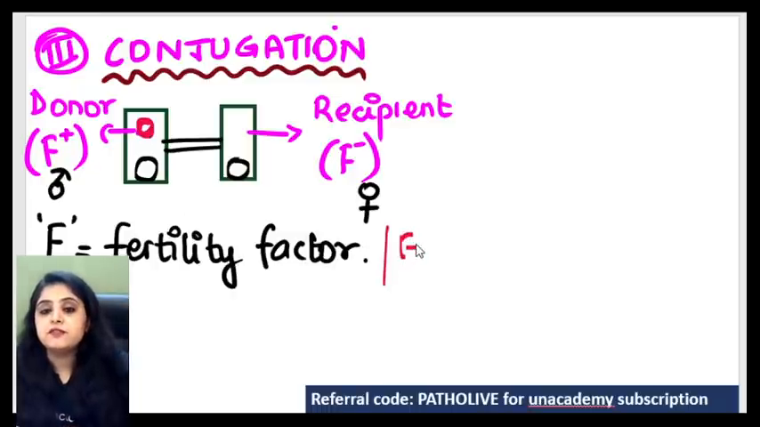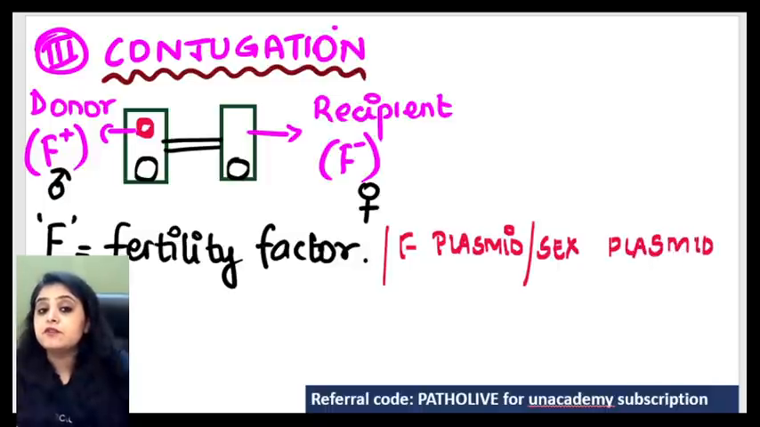What does F stand for? The fertility factor. It is known as the F plasmid, also known as the sex plasmid. So F plasmid, sex plasmid, F standing for fertility. Imagine if this one has the fertility factor, I call it F plus. This one does not have the fertility factor, I call it F minus.